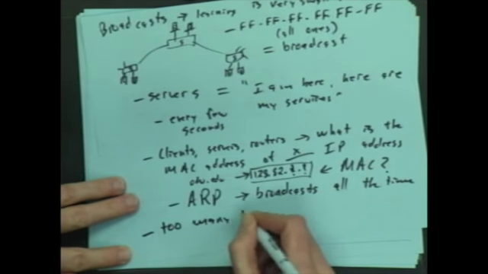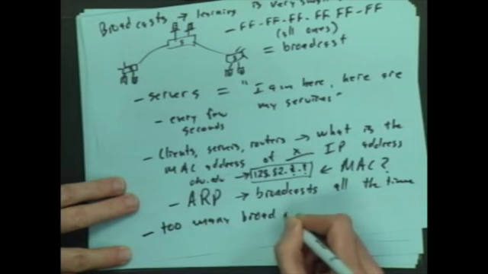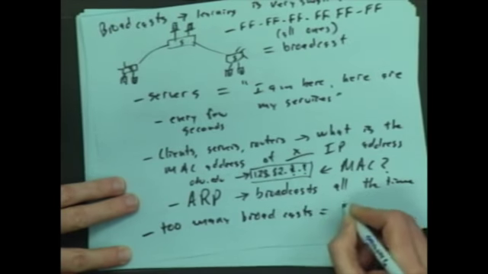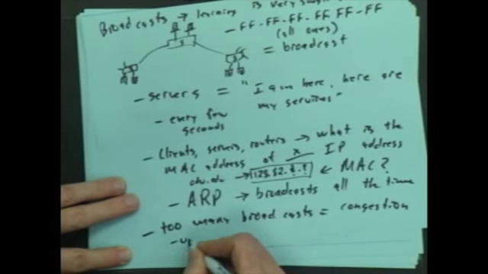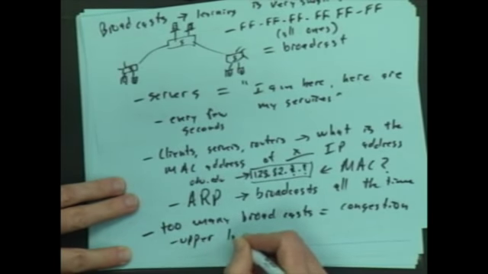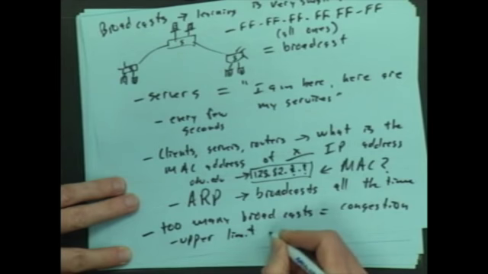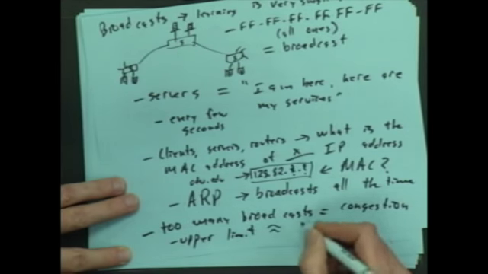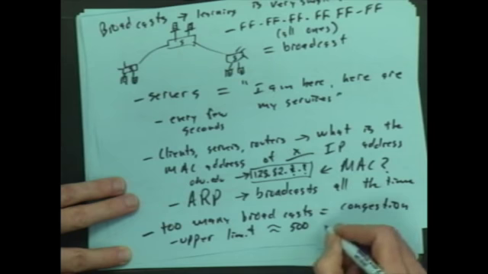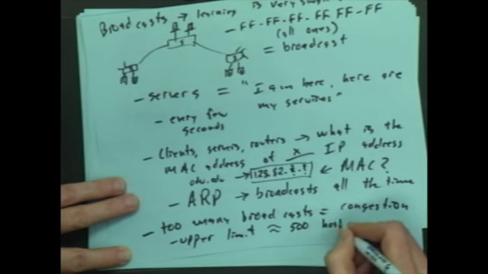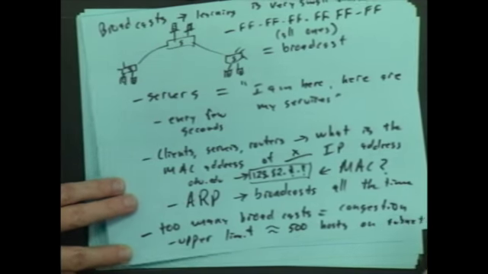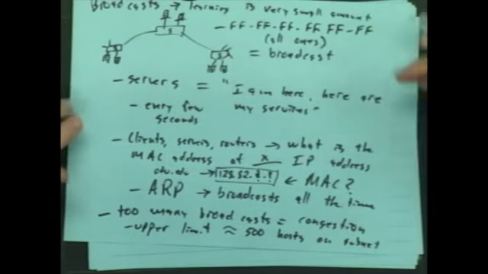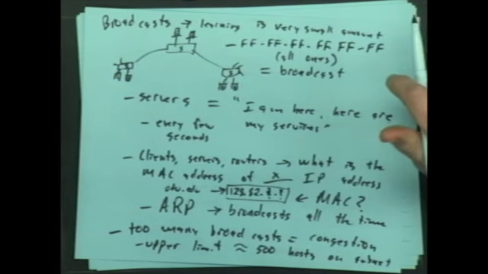If you have too many broadcasts, you're going to have congestion. And the upper limit right now is approximately, you don't want any more than about 500 hosts on a subnet. Okay, remember a subnet was all the stuff connected to a switch. Are we groovy with that?